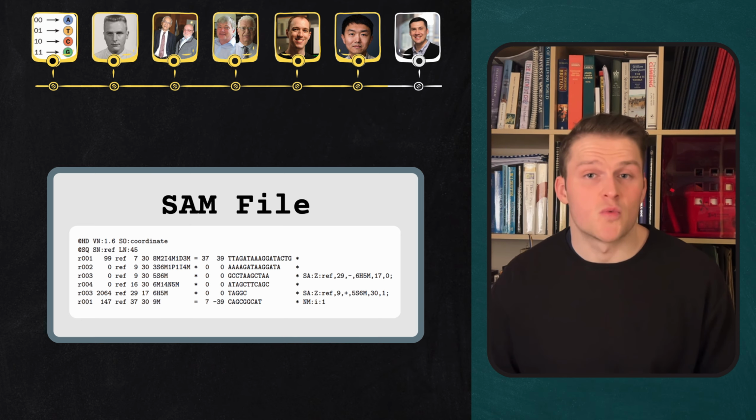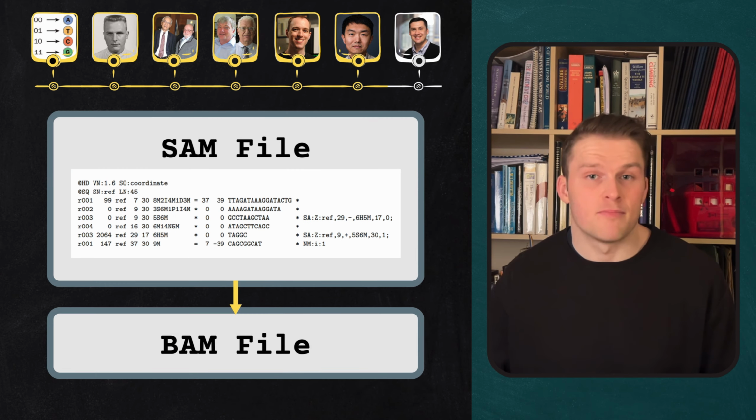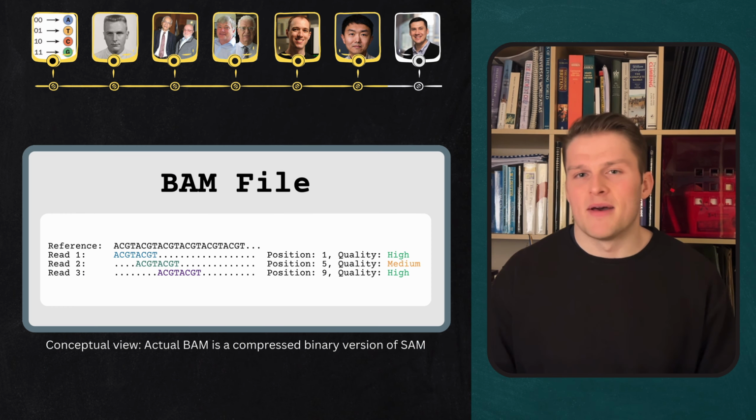But SAM files were plain text and enormous, so scientists quickly developed BAM, Binary Alignment Map, which was essentially the same information in a compact binary format with indexing. Indexing is just a system to quickly locate specific data. Let's look at what the BAM actually stores.